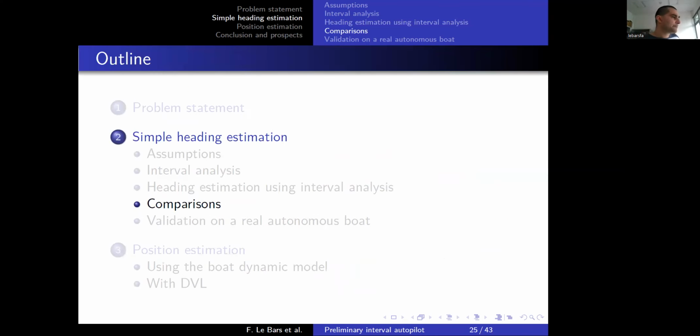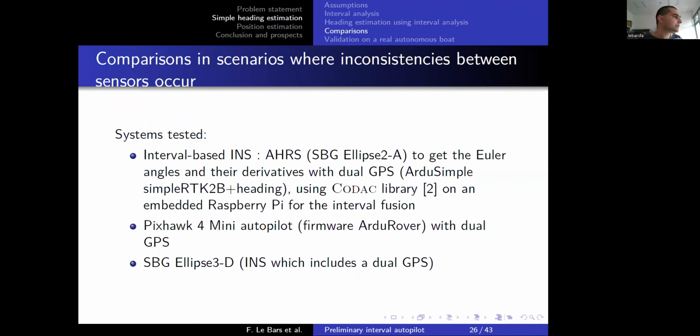To validate this idea, we made some comparisons with existing inertial navigation systems. The system that we tested is first our own system with the algorithm I described just before. Our system was physically based on the sensors from this type of AHRS, so especially the gyrometers.